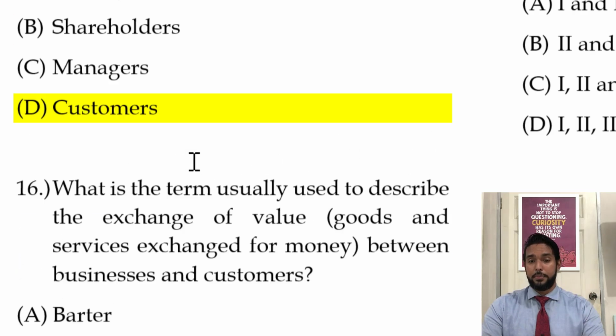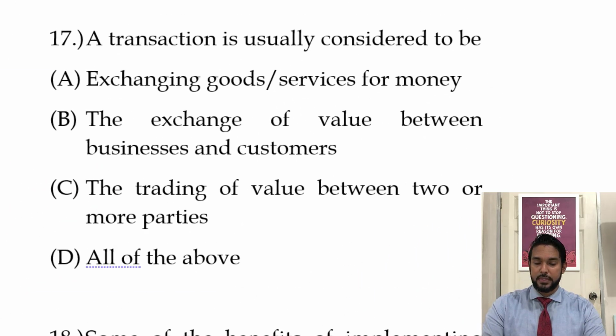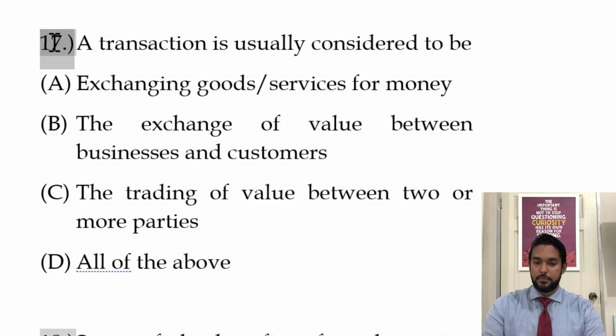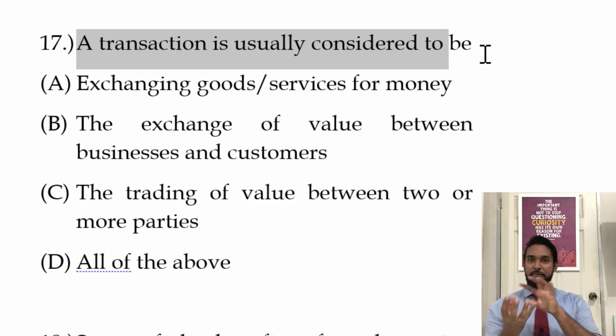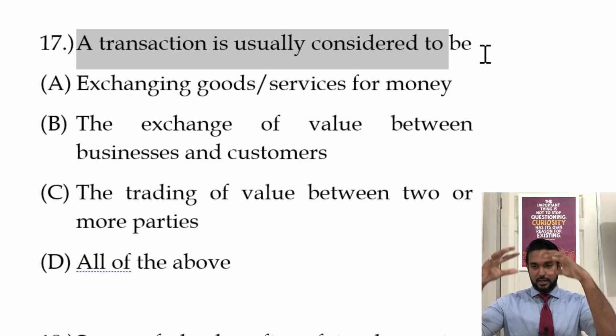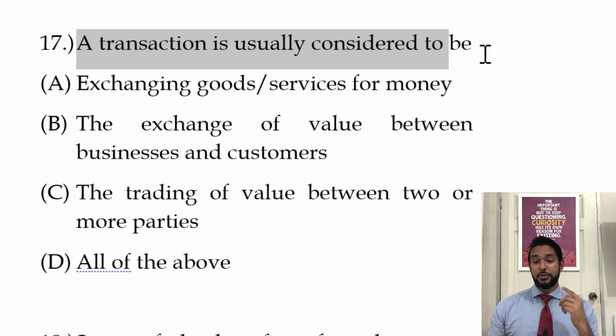Okay, let's go up and check out a few more questions. So 17, right? So a transaction is usually considered to be, all right, so I'm doing this because what they do sometimes is they ask it from different sides. So in some cases, they give you the definition and they want what is being defined. And in other cases, they give you what they want to define and ask you to pick the best definition. So that's why you're seeing some questions seeming very similar.